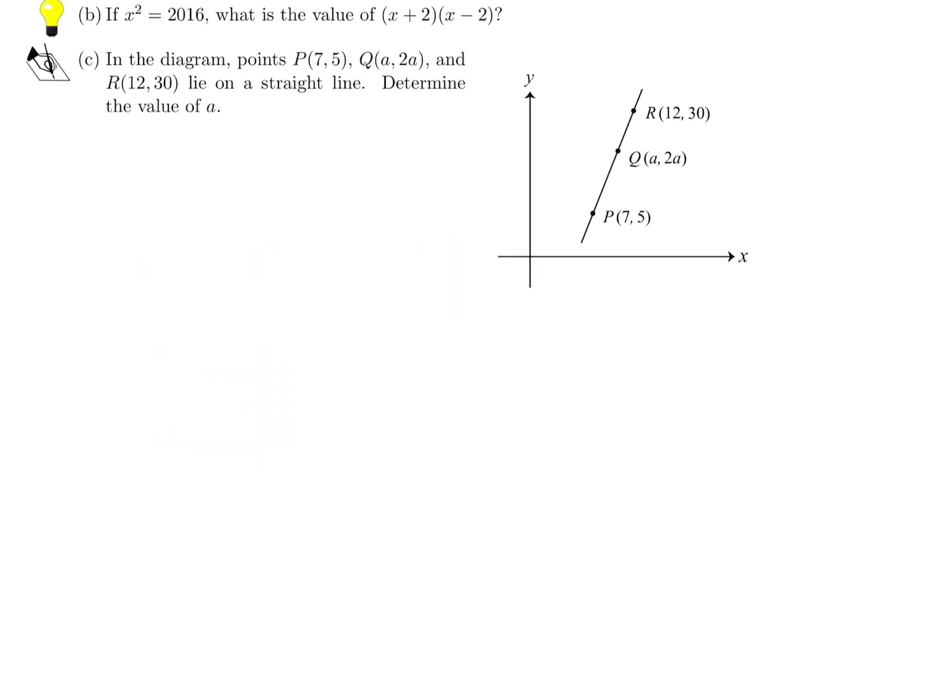If x squared is equal to 2016, what is the value of (x plus 2) times (x minus 2)? If you expand this, you will get x squared minus 4. x squared is 2016, so 2016 minus 4, and that is 2012.